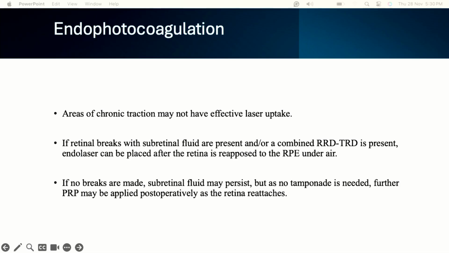So areas of chronic traction may not take effective laser uptake intraoperatively. If retinal breaks are there or a combined RD is present, endolaser should be placed after FGE, once the retina is reopposed to the RPE under air. If there are no breaks, the subretinal fluid may persist, and further laser can be added postoperatively as the retina reattaches.